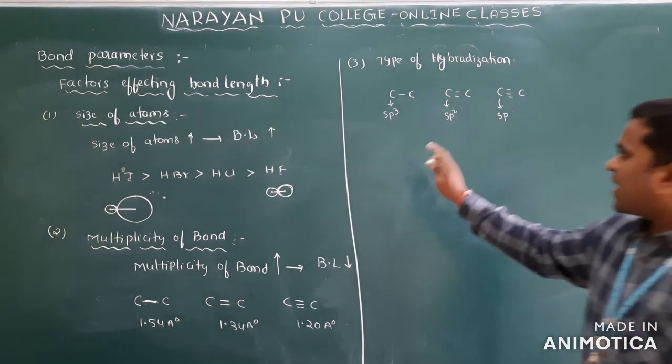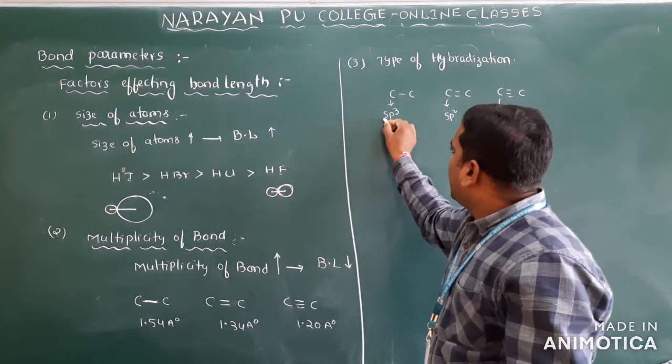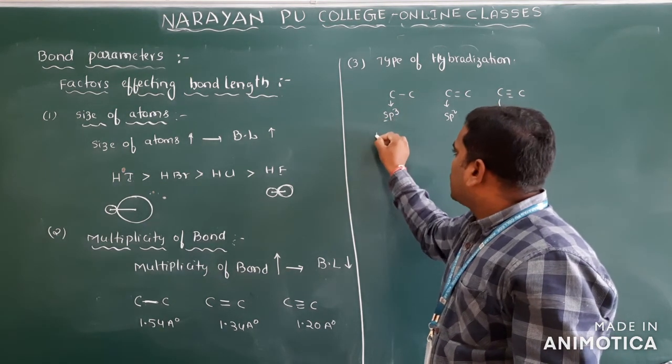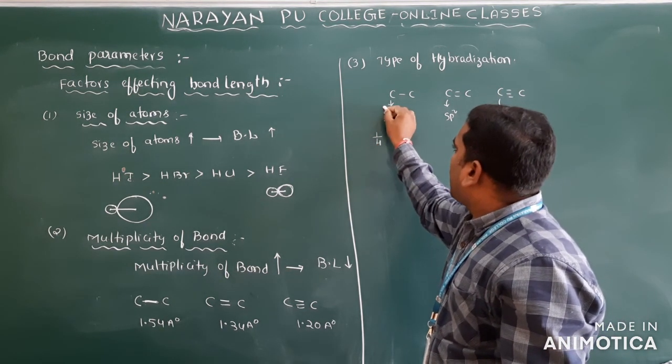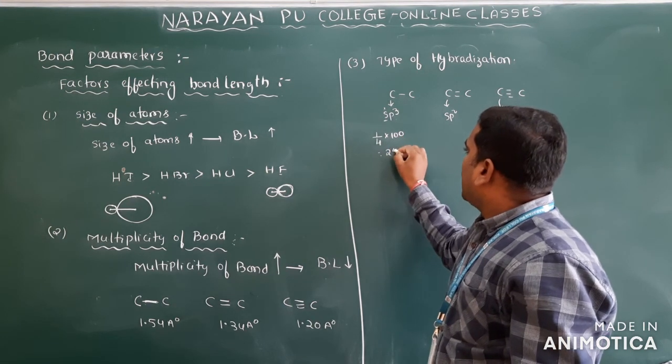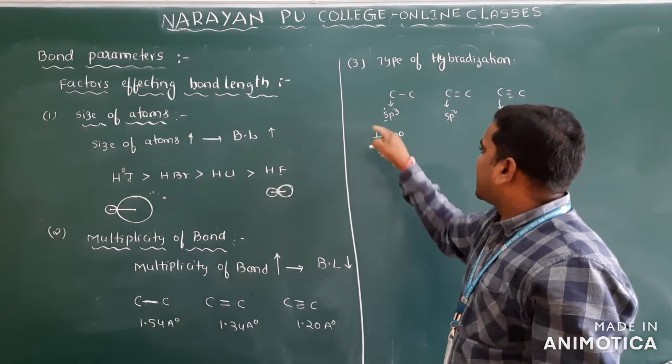Clear? How do we calculate s character here? Here there is totally one s orbital and three p orbitals, so 1 divided by the total number of orbitals, 3 plus 1, which is 4, into 100. So how much is it here? 25% s character is present here.